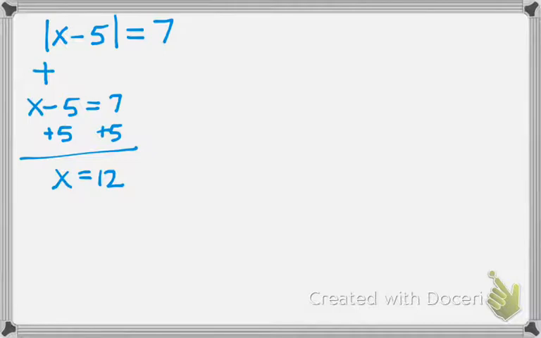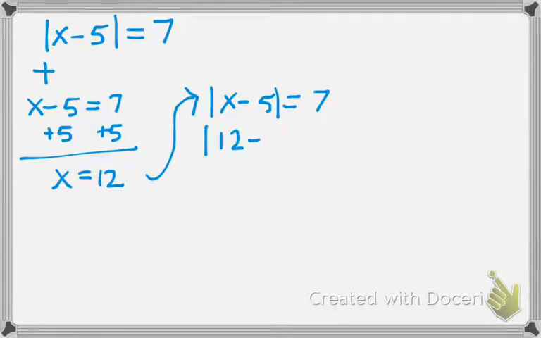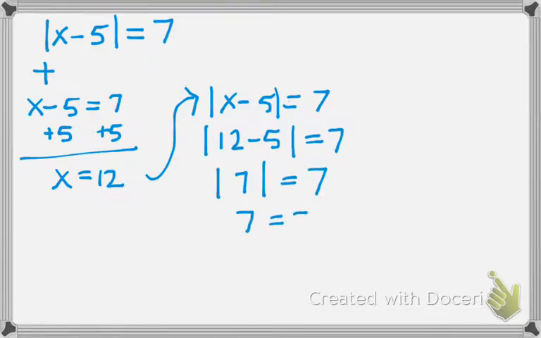Remember, we need to check these answers. In this case, you could do it mentally just about as quickly as you could write it. So we have x minus 5 equals 7, or the absolute value of 12 minus 5 equals 7. 12 minus 5 is 7, and the absolute value of 7 is 7. So this is indeed a true statement.